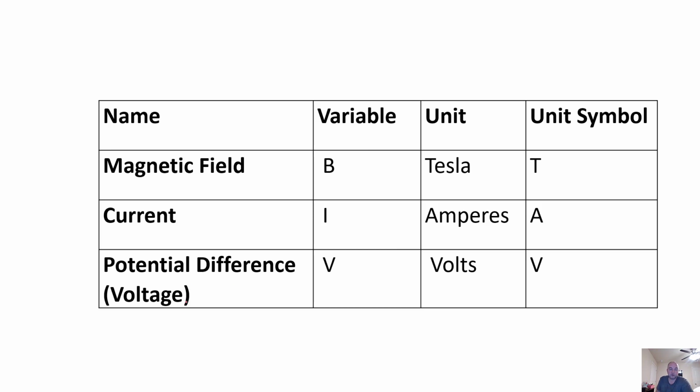Then potential difference or voltage, once again, different ways of calling the same thing. You can use the variable V, and it's going to have the unit, the volt, which will also be capital V.